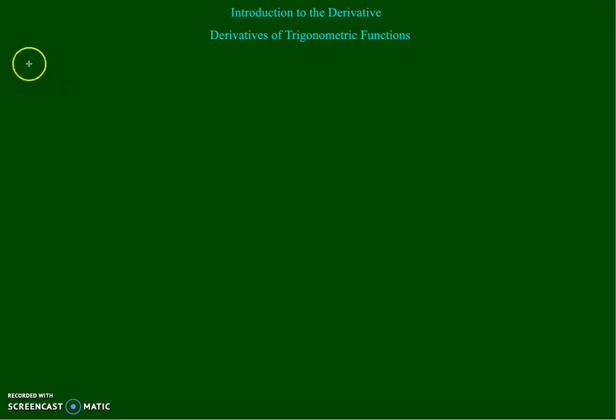So the derivative with respect to x of sine x is cosine of x. Now this one's pretty straightforward. If we think about what the derivative is, being the slope of the tangent line of the function at any given point, we can see visually how cosine would be the derivative of sine.